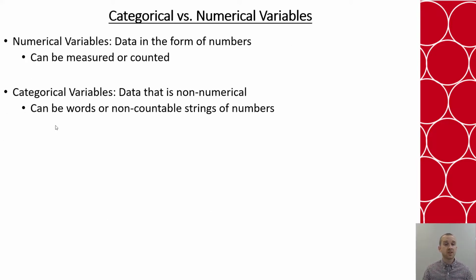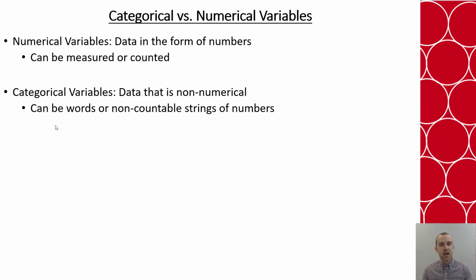We also have to understand that there are categorical and numerical variables. Numerical variables are data that are in the form of numbers and can be measured and counted. So that's the key right there. They have to be able to be measured and counted. If they can't be measured or counted, they're likely a form of a categorical variable. And this is data that is non-numerical.